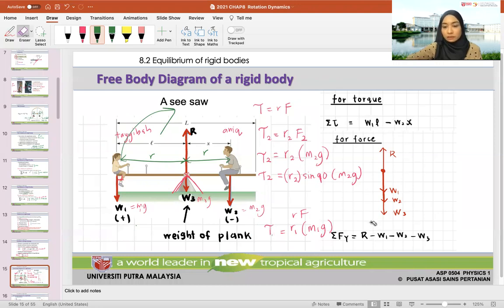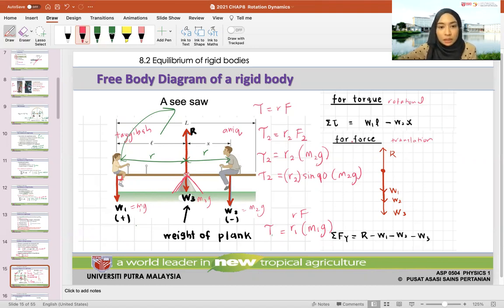So everyone's okay? All right. So next we move, okay, thank you. So we move to the force. This is rotational and this is our translational. So we have to define for both.